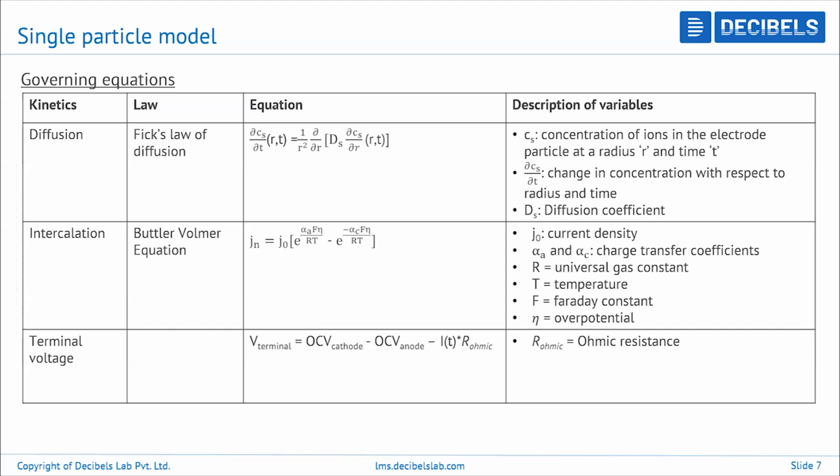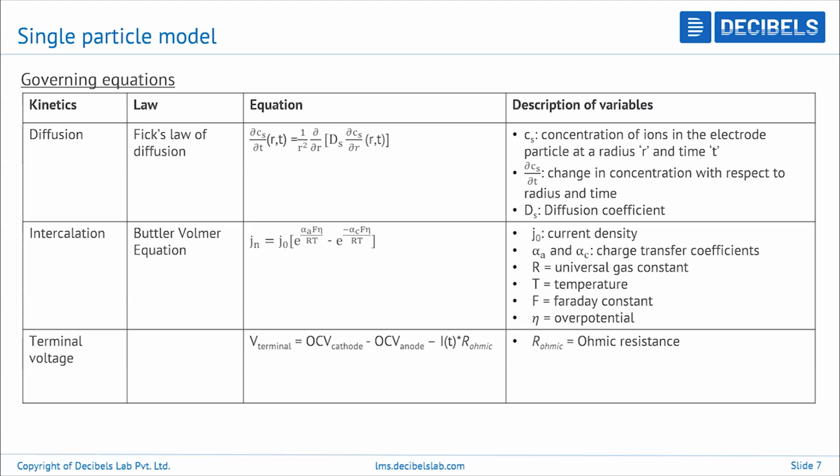So it's not just OCV minus internal resistance; it's OCV of each part. That is OCV of cathode, OCV of anode, and the total ohmic losses. Okay, so these are the governing equations. These are the equations that you would find for a single particle model.